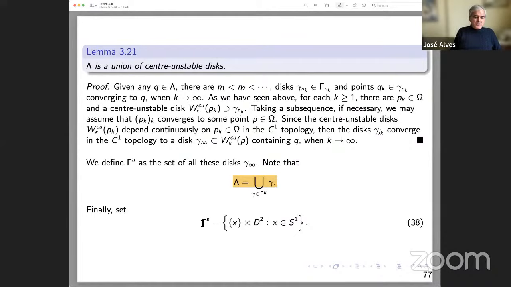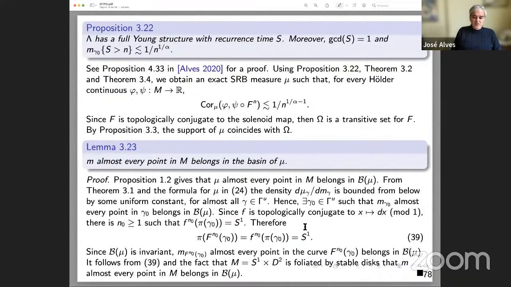And then the stable family is the obvious one. So you consider the disks transverse to a certain point in the circle, and these are the stable disks. And so this is the last slide. In this way, we can prove that it has a Young structure. So most properties come from what we know already from the base dynamics, the geometric ones at least. And then we can prove that it has a full Young structure with the same recurrence time as the base dynamics. And according to the choice of the recurrence times, the greatest common divisor will be 1.